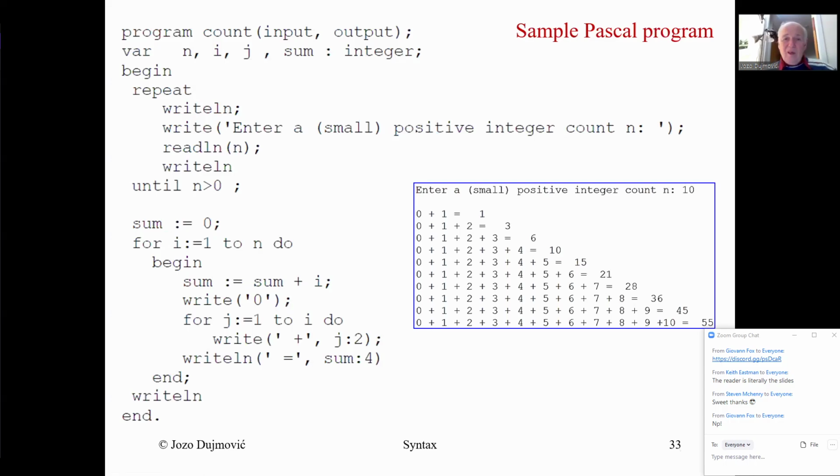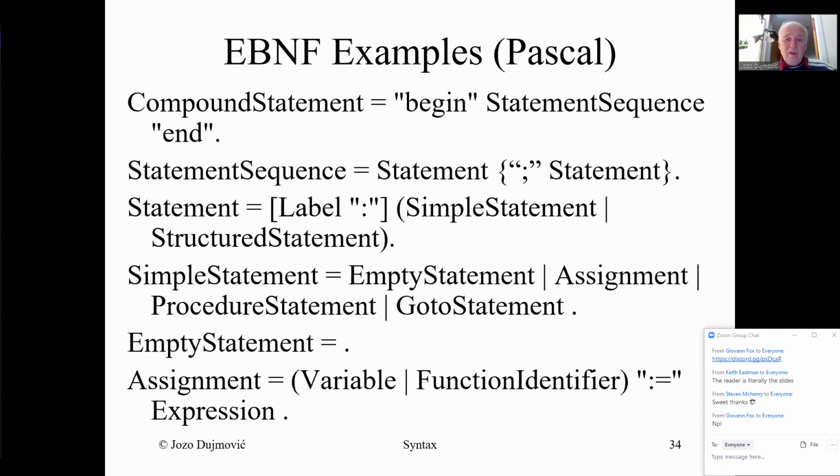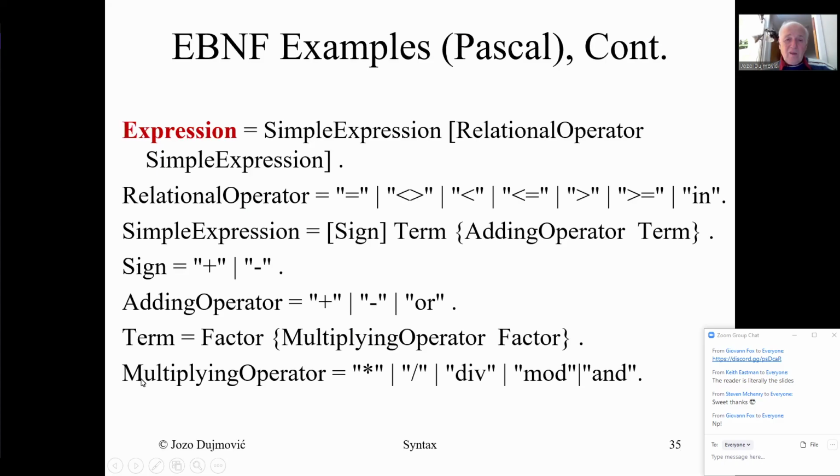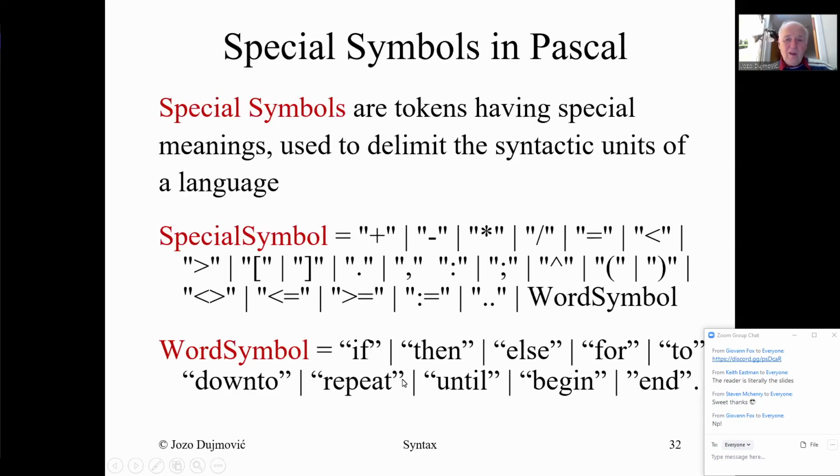So what I have here is an example, just to tell you that a multiplying operator can be multiplication, division, or this div. So this is the difference between slash and div. Div is integer division, and slash is real division. We'll go back here to this example.